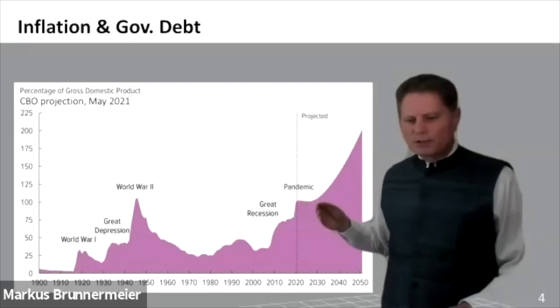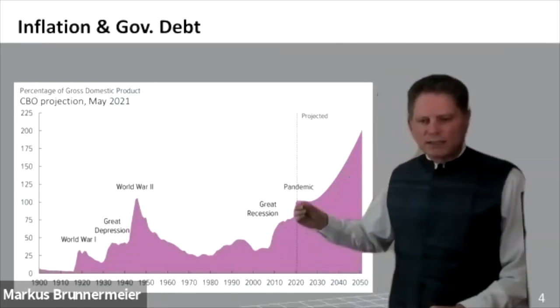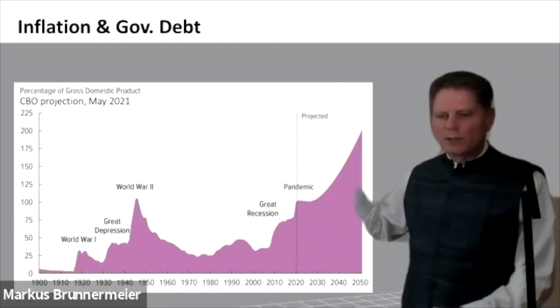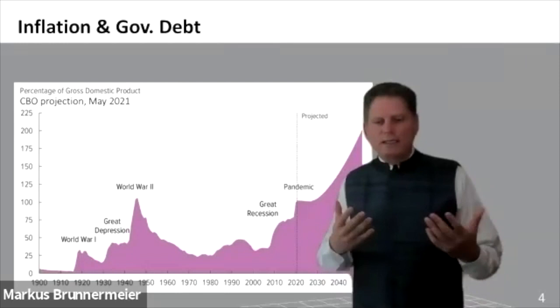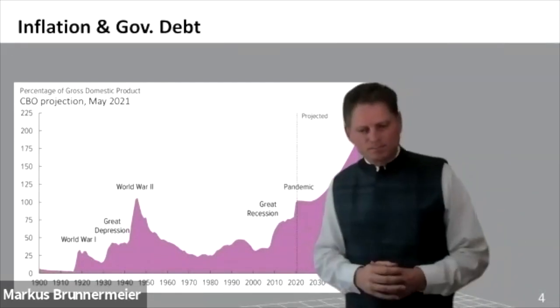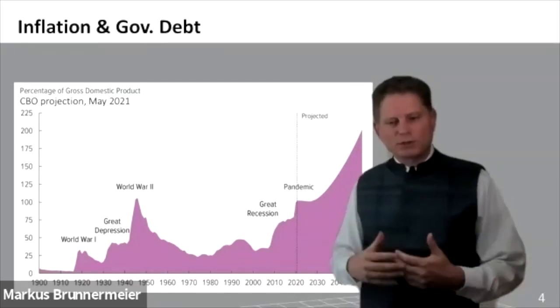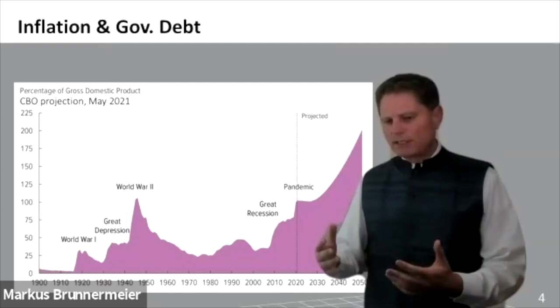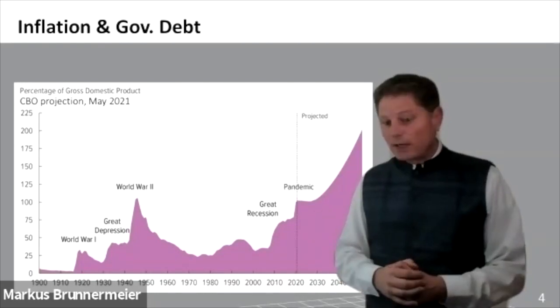And then the projection of the CBO, the Congressional Budget Office in the United States, is that the debt level is going beyond 200% of debt to GDP ratio. So we have an increase in the debt level in the United States which is unprecedented. And the question is, will this have some implications for inflation? Will this have implications for what people who value this debt? Why is this debt so valuable?